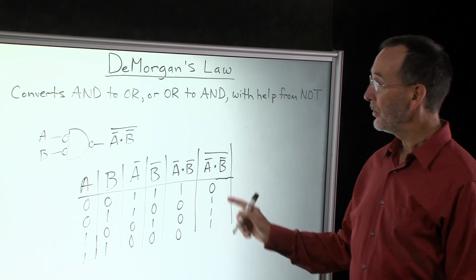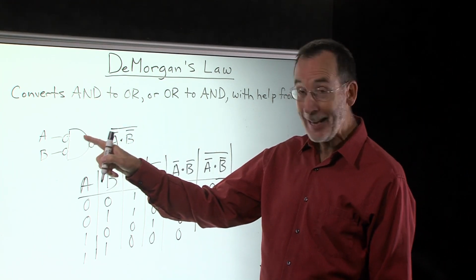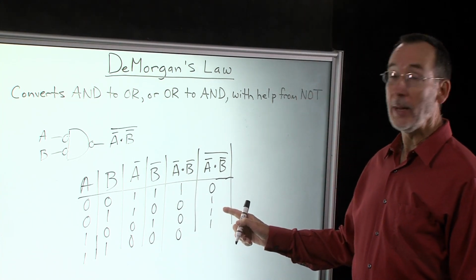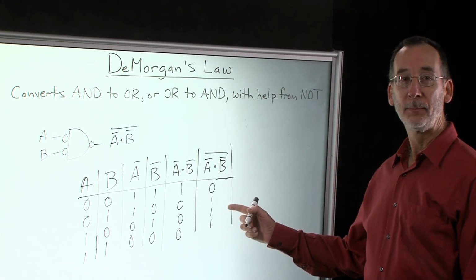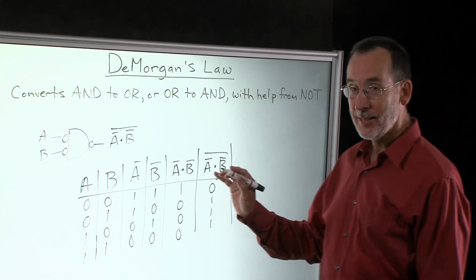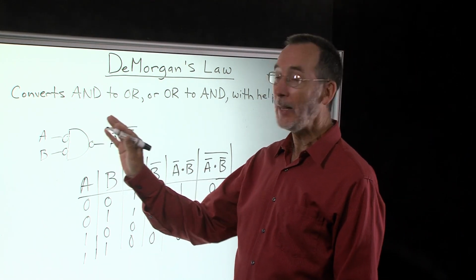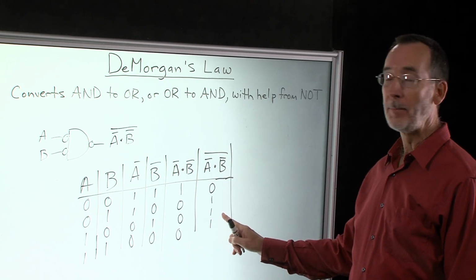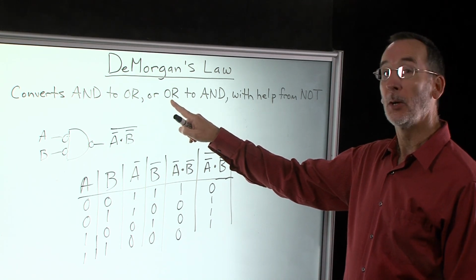So what do we have here? This is our final output. We've had an AND. We've inverted the inputs and the output. And what do we end up with? Well, this is an OR. So you can take an AND gate and you can invert the inputs and the outputs, and then you end up with an OR. And you can do the same thing starting with an OR gate.